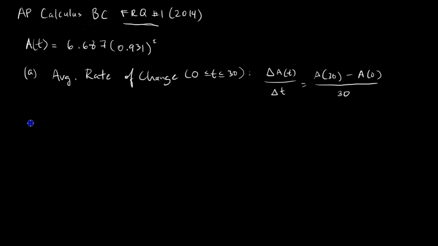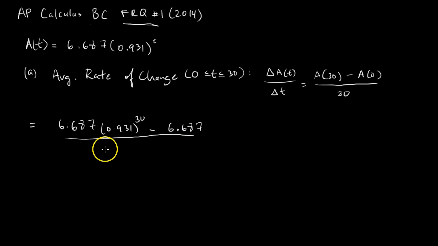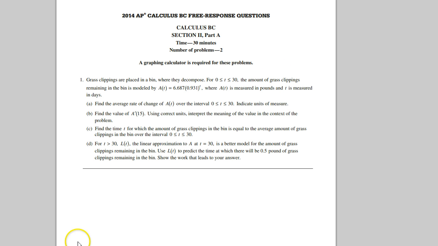Okay, and now this is equal to 6.687 times 0.931. We're just plugging into the equation we have here. And now notice if you plug in 0 to this exponential value, it just cancels out, becomes 1. So then we just get 6.687, and we're dividing all of this by 30. And then if you plug this into the calculator, what you will get is negative 0.197. And notice that it says indicate units of measure.